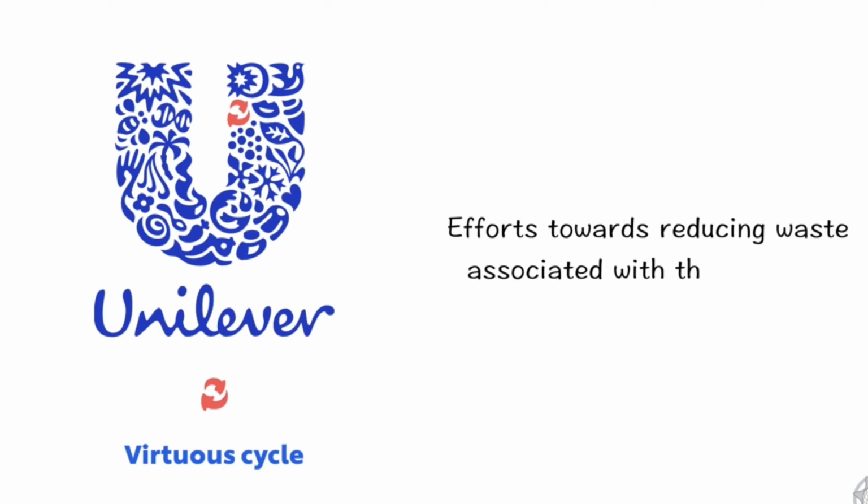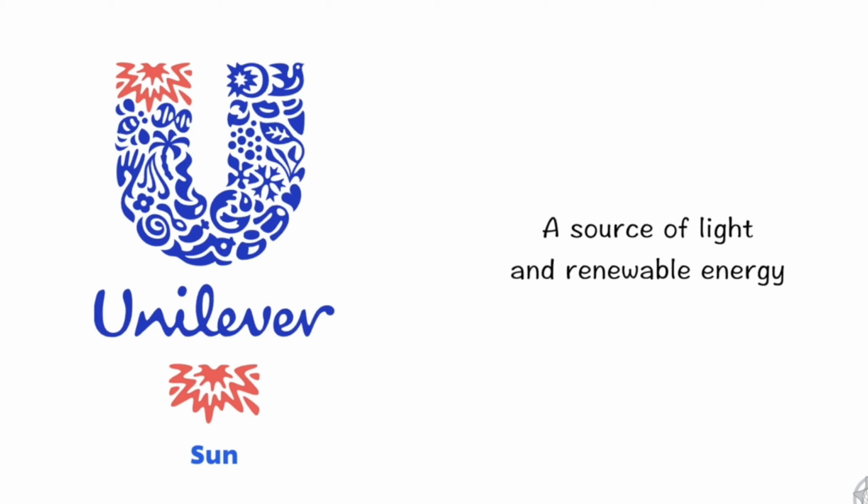These arrows show a virtuous cycle, a continuous circle that represents Unilever's efforts towards reducing waste associated with the disposal of their products. I feel reminded of recycling every time I see this icon. The splash of sun. This icon symbolizes a source of light and renewable energy. Unilever works towards finding innovative ways to reduce the greenhouse gas impact of their products.